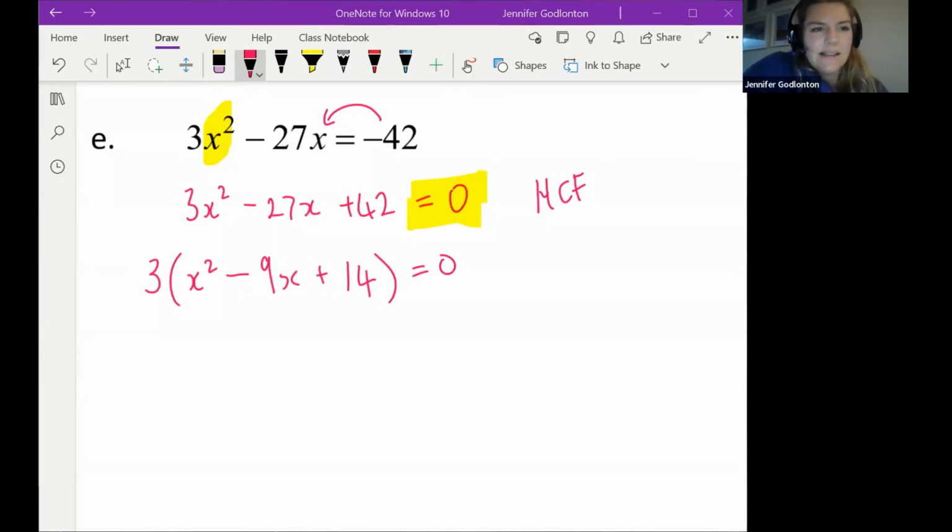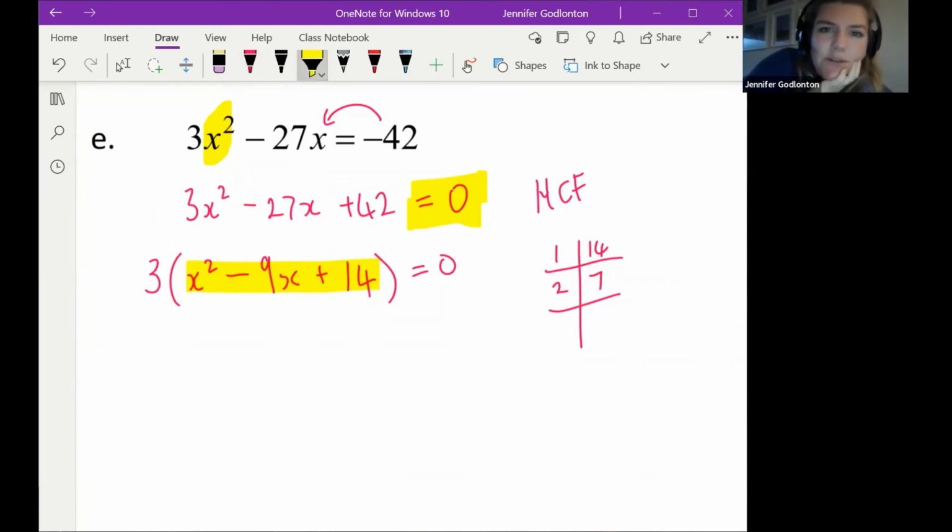Tiana, next step. Next step is you must work out the trinomial that's inside. How do I work out that trinomial though? What do I do? You're going to say bracket, in the bracket. What are my factor pairs of 14? 14 and 1. Good. 7 and 2. Okay, which ones am I going to use?